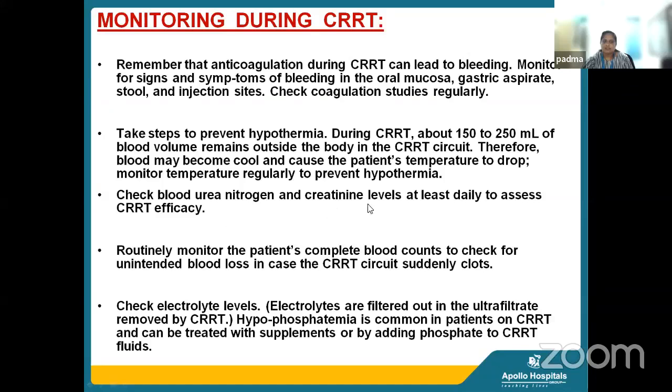Check blood urea nitrogen and creatinine levels at least daily to assess the CRRT efficacy. And routinely monitor the patient's complete blood counts to check for unintended blood loss in case the CRRT circuit suddenly clots. Check electrolyte levels. Electrolytes are filtered out in the ultrafiltrate removed by CRRT. Hypophosphatemia is common in patients on CRRT and can be treated with supplements or by adding phosphate to CRRT fluids.